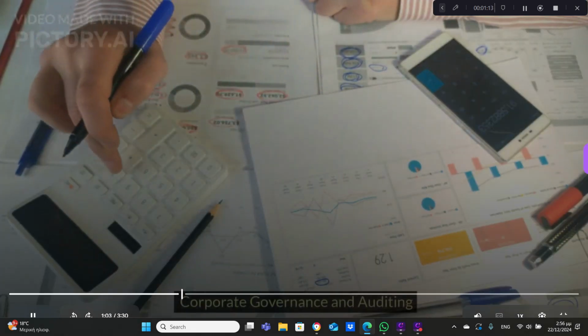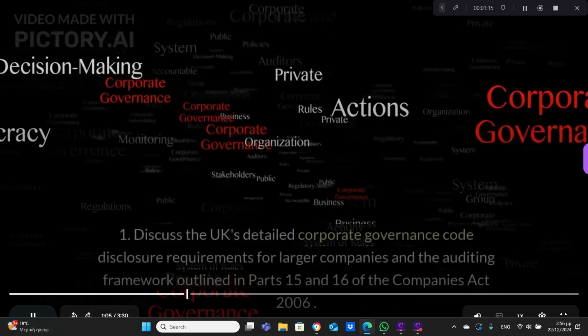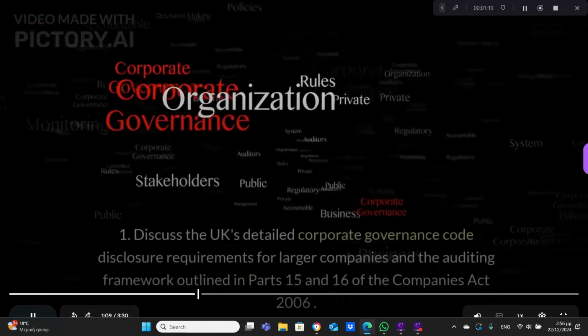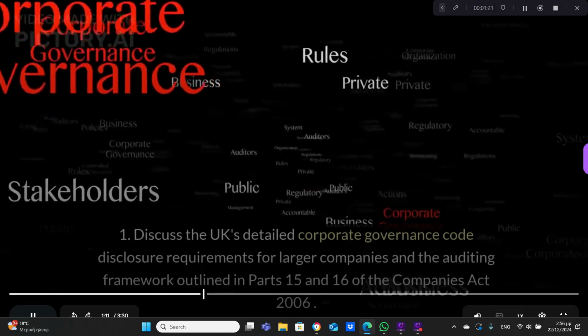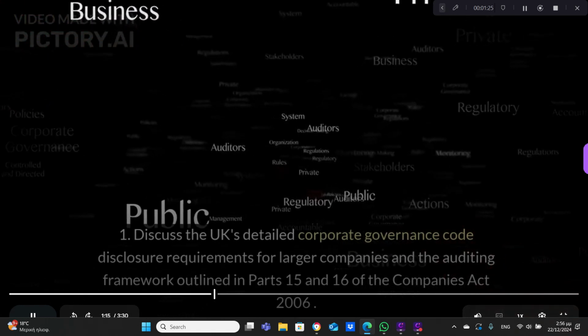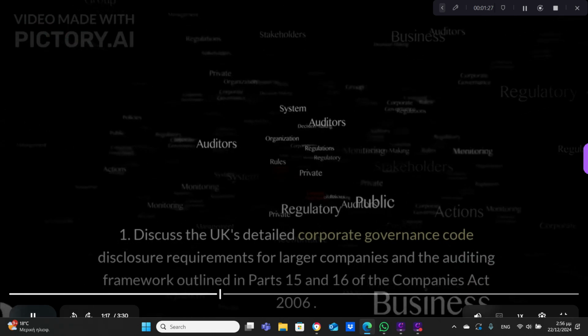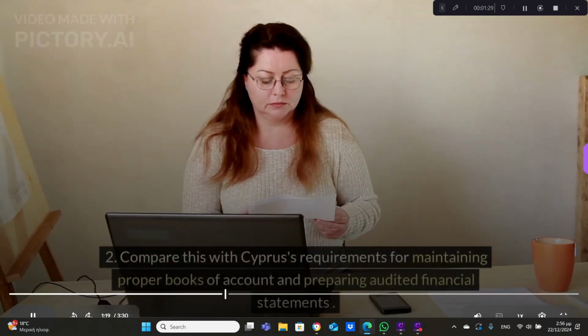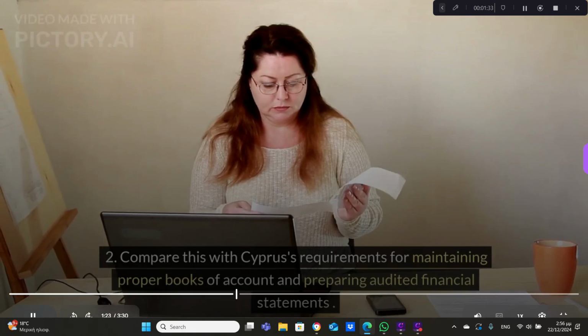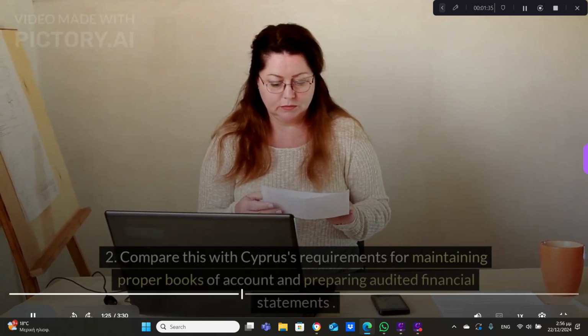Corporate governance and auditing. 1. Discuss the UK's detailed corporate governance code disclosure requirements for larger companies and the auditing framework outlined in Parts 15 and 16 of the Companies Act 2006. 2. Compare this with Cyprus's requirements for maintaining proper books of account and preparing audited financial statements.